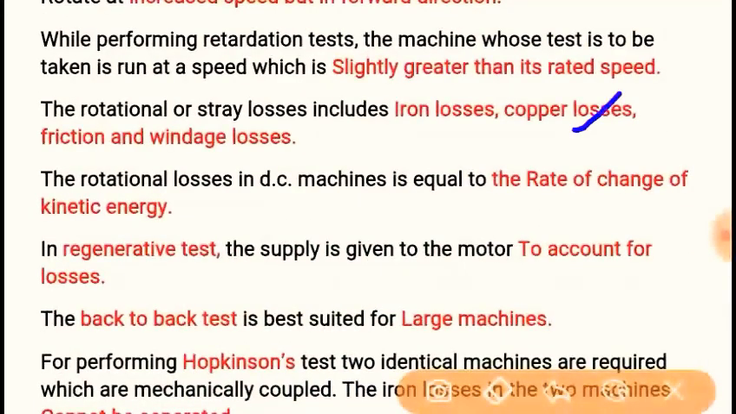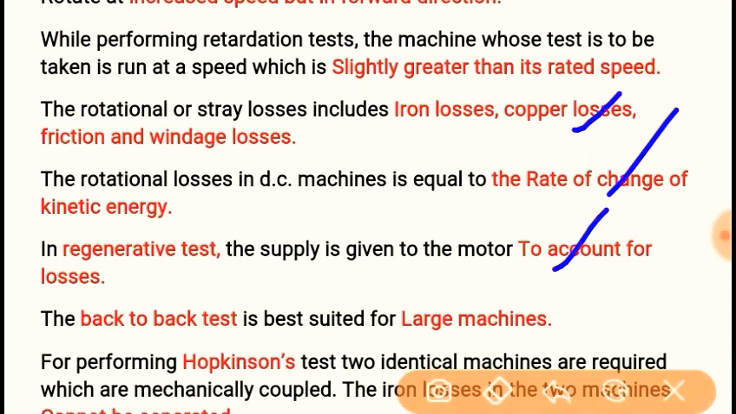The rotational or stray losses include iron loss, friction loss and windage loss. It's an important question. The rotational losses in a DC machine are equal to the rate of change of kinetic energy.